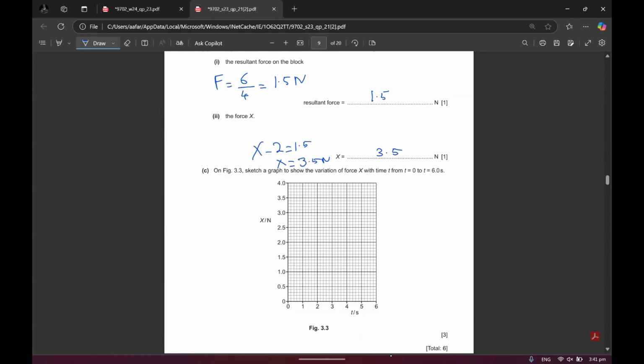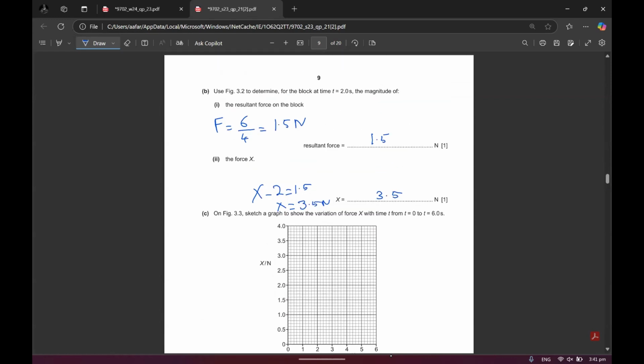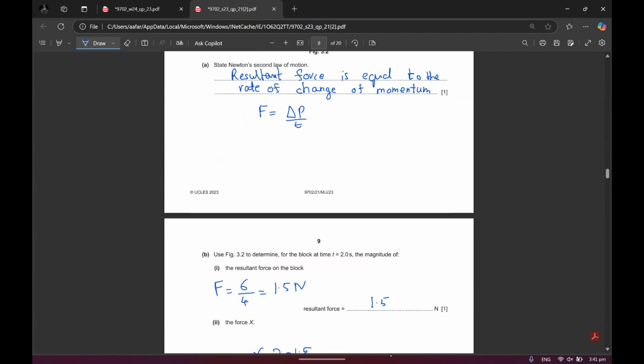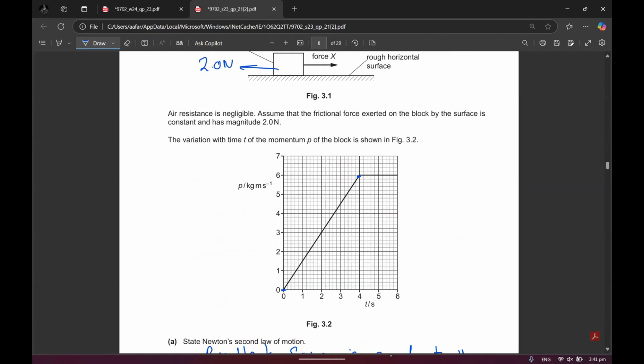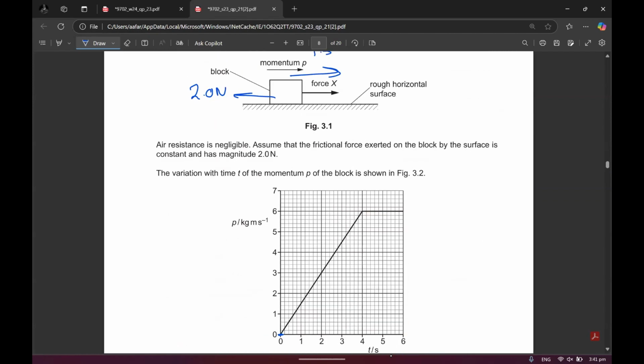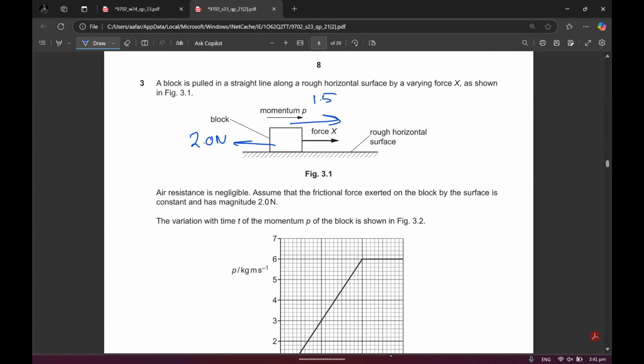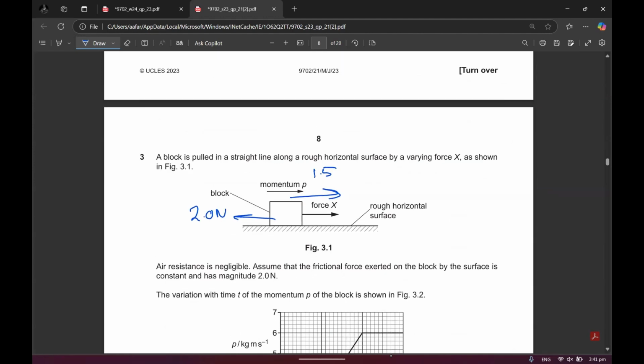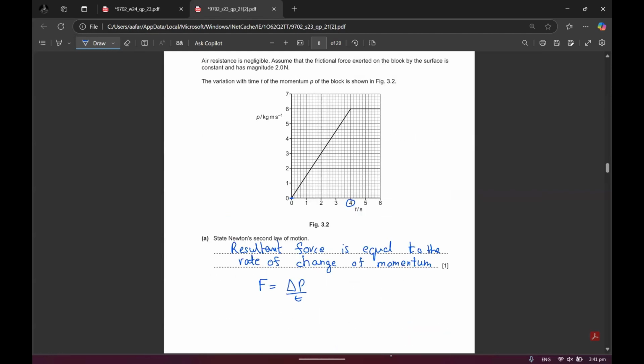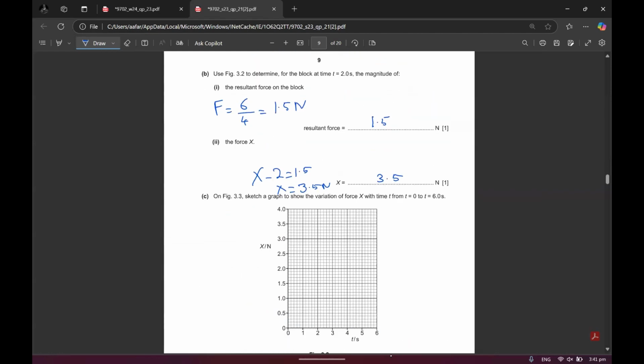On figure 3.3, sketch a graph to show the variation of force X with time t from t equal to 0 to t equal to 6 seconds. Since there is no change in momentum after 4 seconds, that means there is no resultant force. There will only be no resultant force if X becomes equal to the frictional force. So X is first 3.5 newtons constantly till 4 seconds. Then it decreases to 2 newtons.